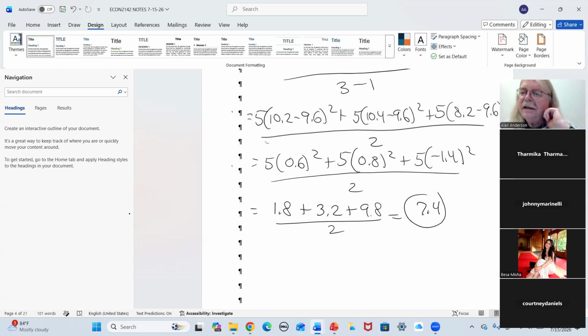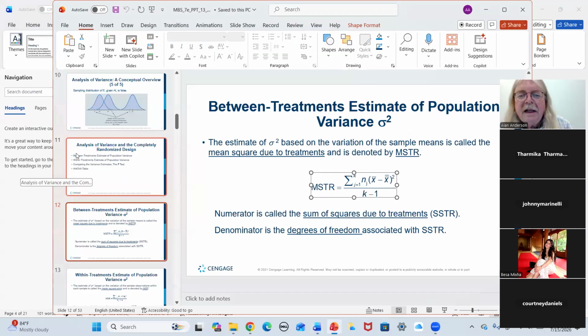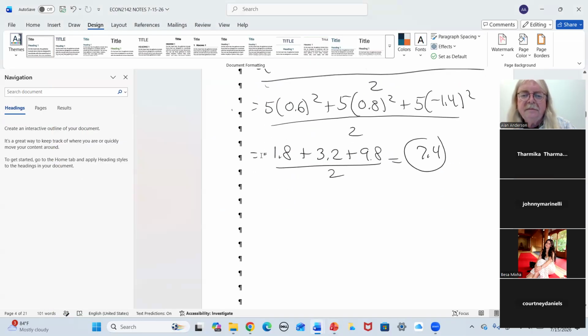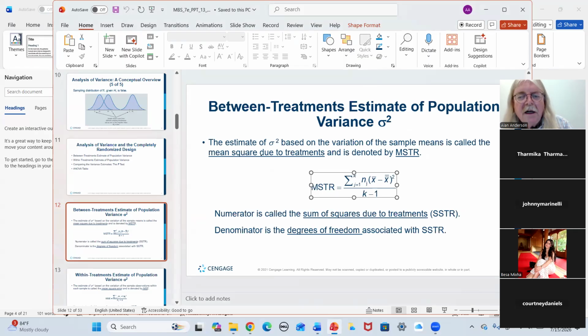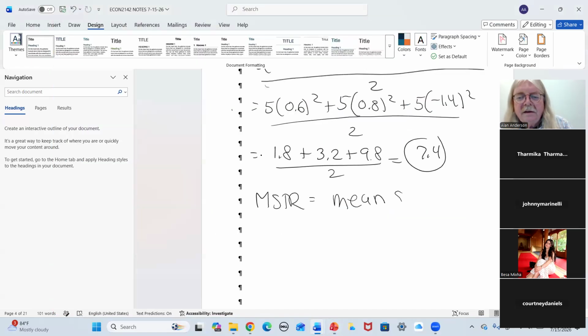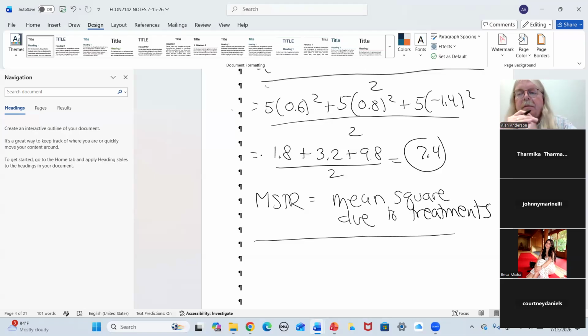So what does this number mean? Well, it's labeled MSTR, sorry, mean square due to treatments, which means in this case the fertilizers. Now, you're probably wondering, what is that supposed to mean? Well, it's part of the test statistic.